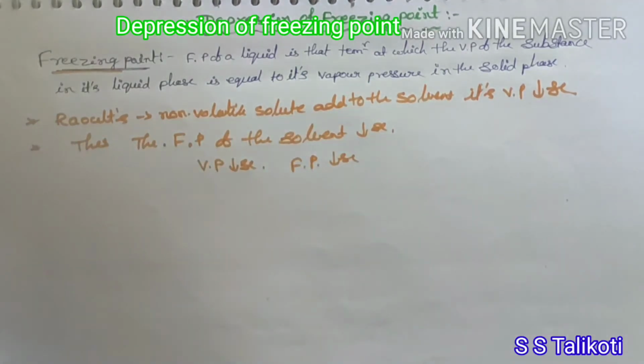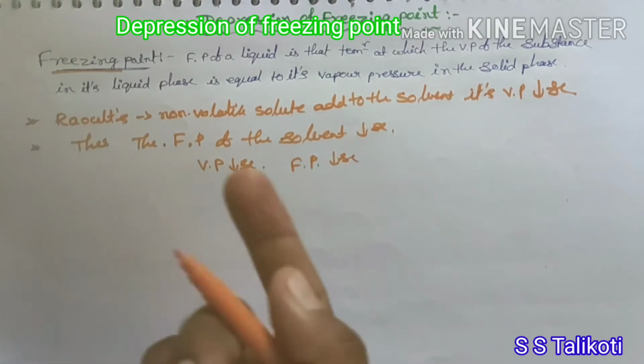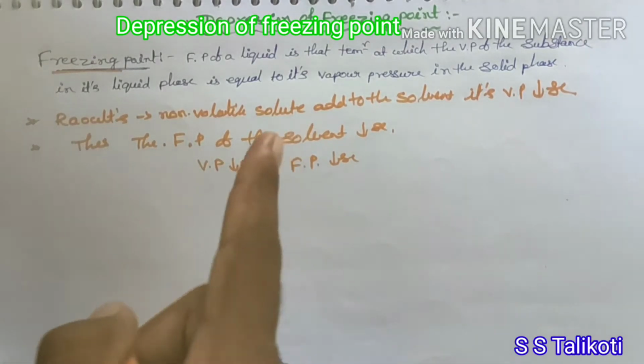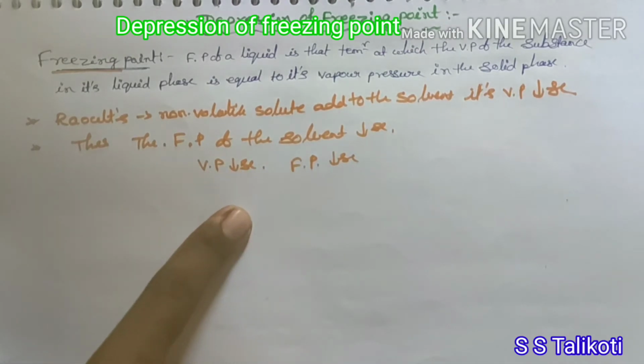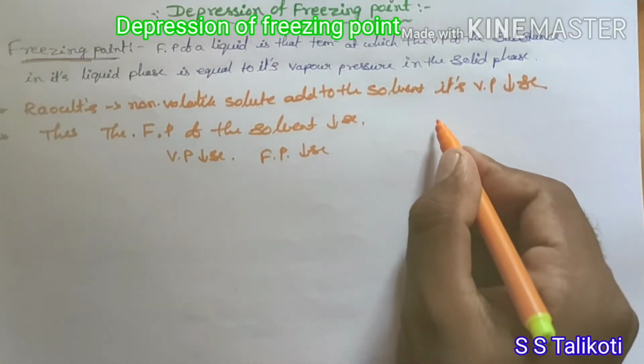Already we learned the relative lowering of vapor pressure. Whenever we add a solute to a solvent, the vapor pressure decreases. Similarly, whenever we are adding the solute to the solvent, the freezing point also decreases, dear student. That graph we have to observe here. I will draw the graph here.